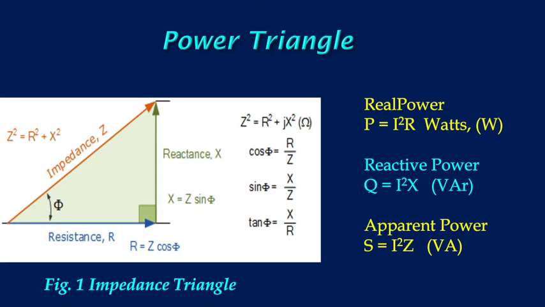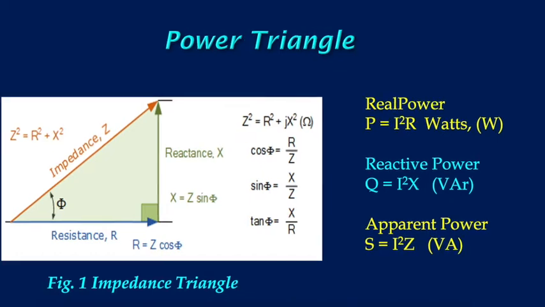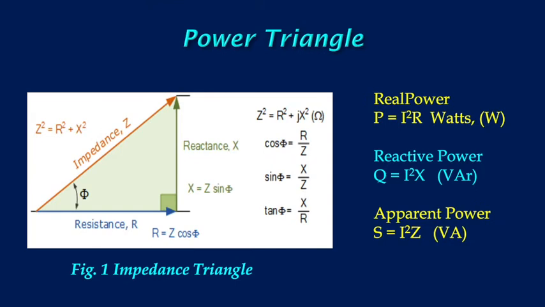Ohm's law tells us that in a DC circuit, power in watts is equal to the current square times the resistance. So we can multiply the three sides of our impedance triangle from figure 1 by I square to obtain the corresponding power triangle. So real power is I square R in watts, reactive power is Q, I square X, and apparent power is I square Z.